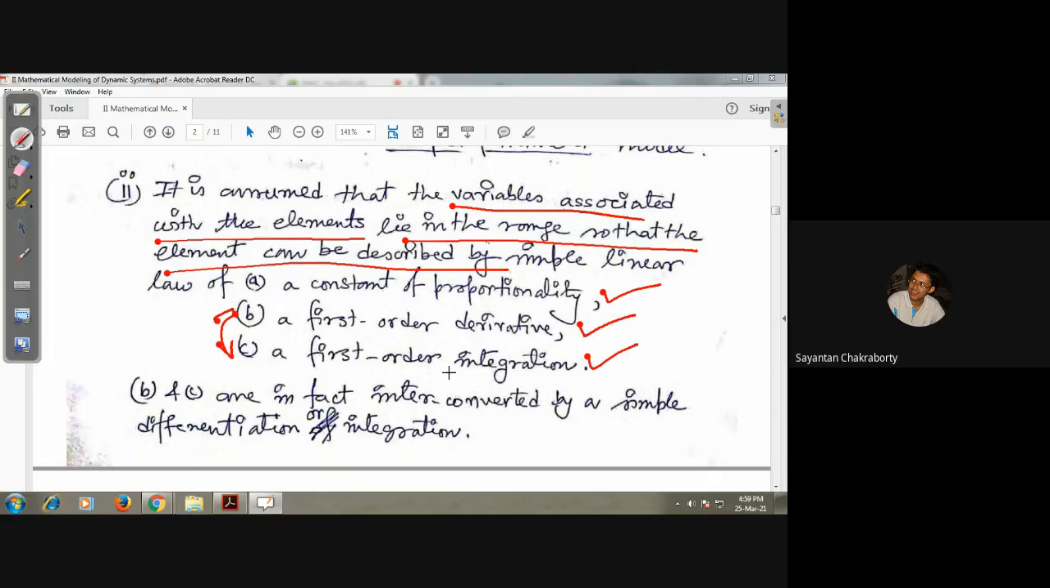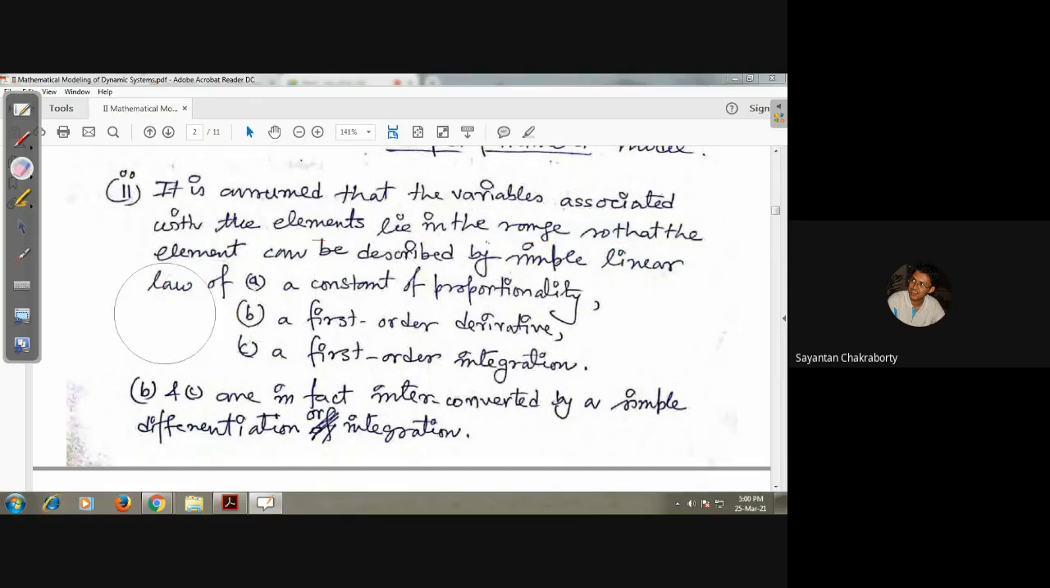So the first thing is that you consider the element to be lumped. The second thing is that the variables associated with the element are in this range so that they can be described by these simple laws. These are all linear laws. There's a constant of proportionality, a first order derivative, and first order integration, and nothing else. So this is a couple of simplifying assumptions that should be followed to obtain the idealized system element.